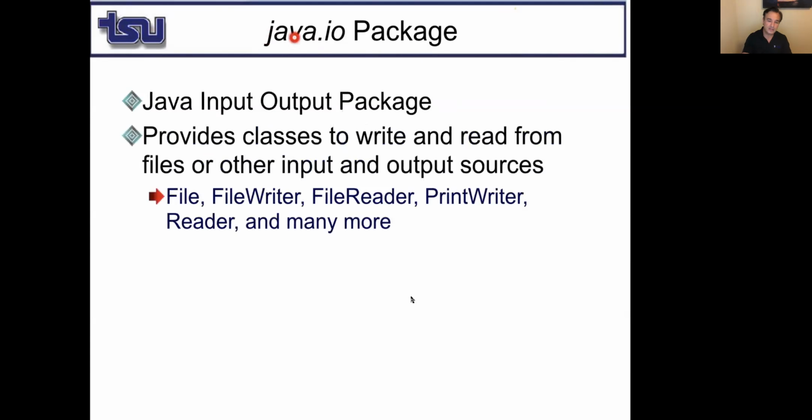One package you have not seen so far is the java.io package. This is a very important package. It contains a lot of classes that provide utilities to write to or read from files or other input and output resources. We are going to see File, FileWriter, FileReader, PrintWriter, and so on in one of the upcoming videos when I talk about input and output in Java.